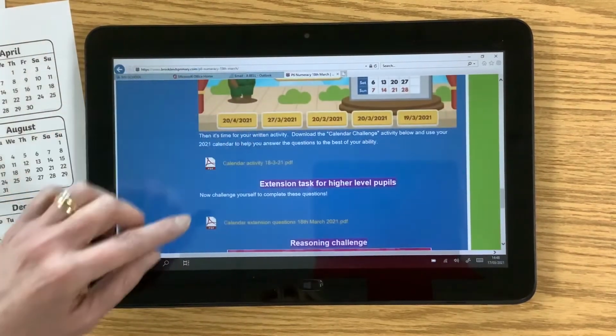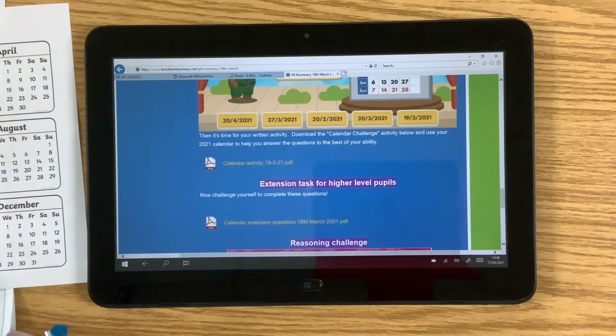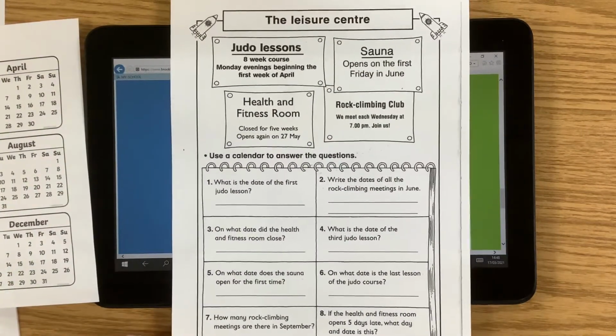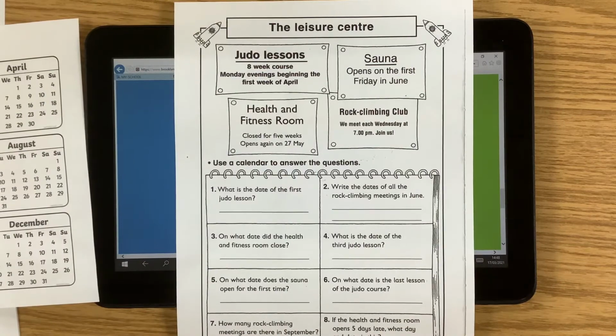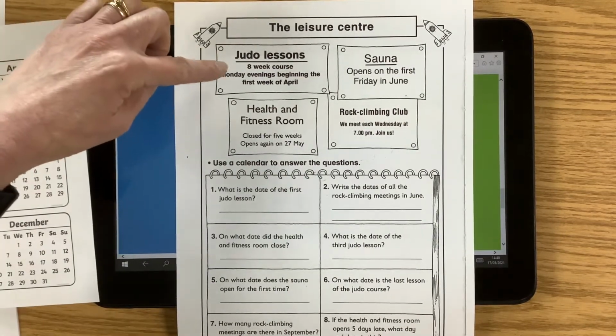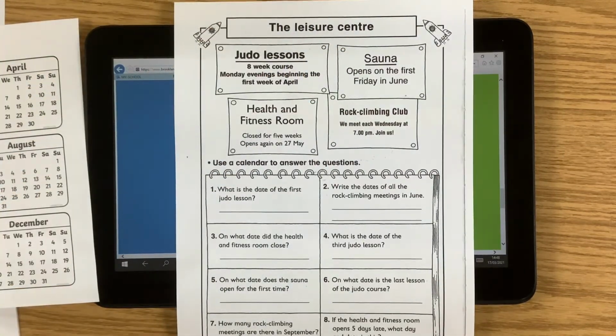And then what I want you to do is download our written activity for today. Now, the first written activity is for everybody to have a go at. And it looks a bit like this. Now, we're going to be thinking about a leisure centre. And at the leisure centre, there are different activities which are taking place. There are judo lessons, there's a health and fitness room, there's a sauna, and there's a rock climbing club.